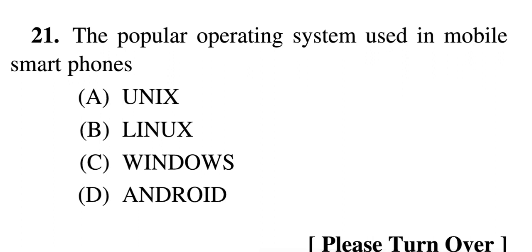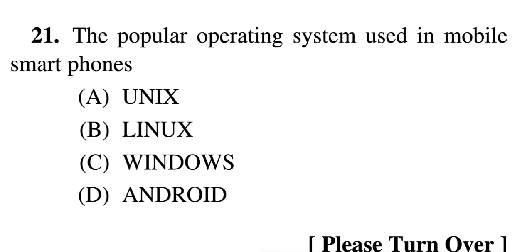Then number 21, it says the popular operating system used in mobile smartphones. So this question is related to innovation and information and technology. The popular operating system used in mobile smartphones are what? Number A, UNIX. Number B, Linux. Unix, Linux, Windows, Android. Very fundamental question.